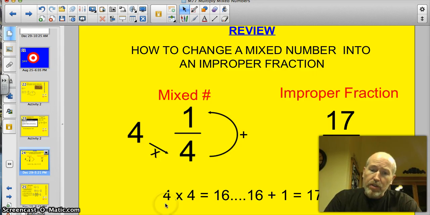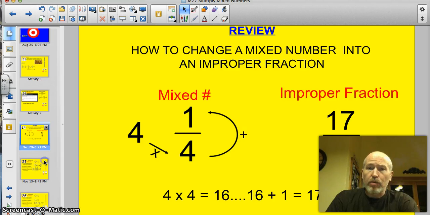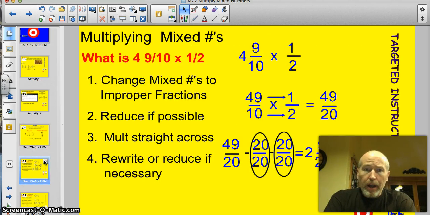I wrote it down here too. 4 times 4 is 16. Then you take 16 plus the numerator, gives you 17/4. I'm going to let you look at that for just about 30 seconds. Make sense? Good. You'll need to know how to do that proficiently tonight to work through these examples. All right, multiplying mixed numbers.